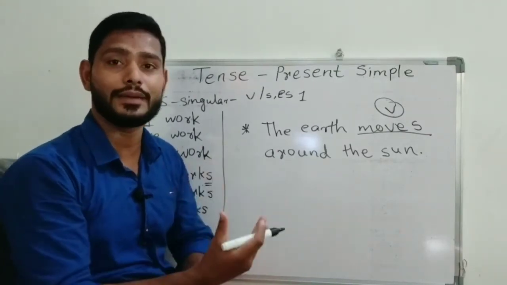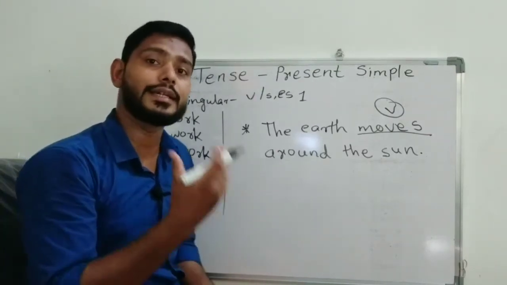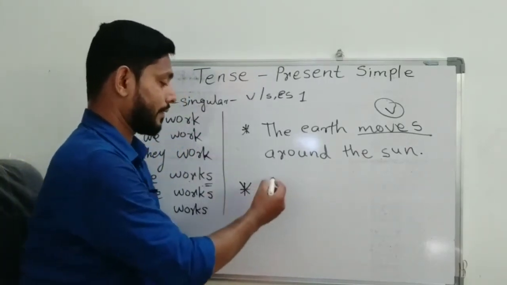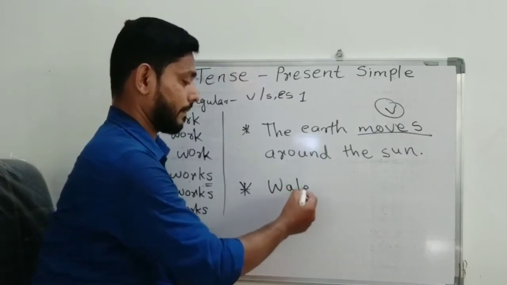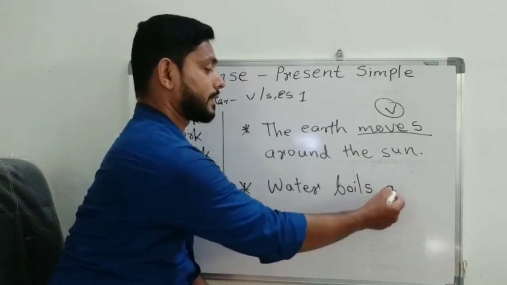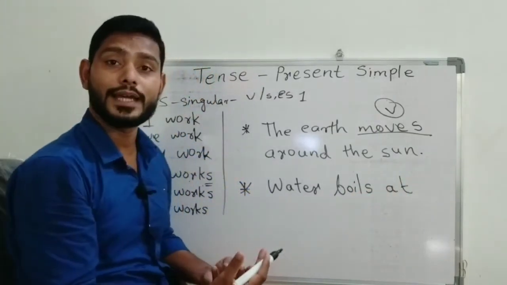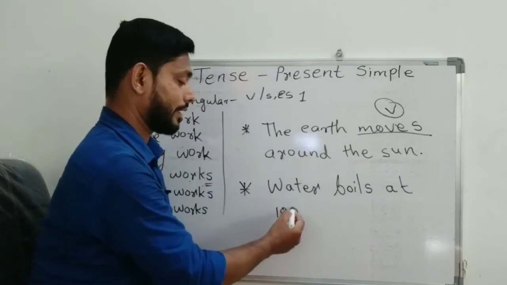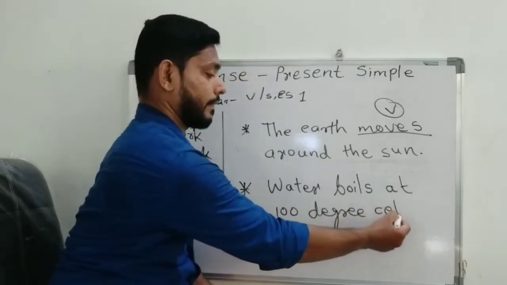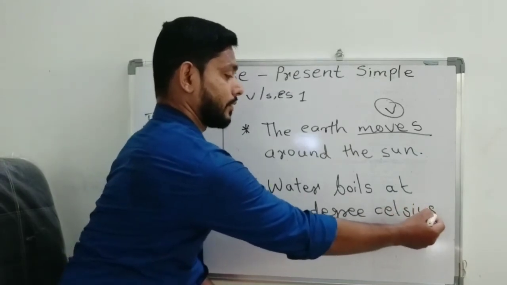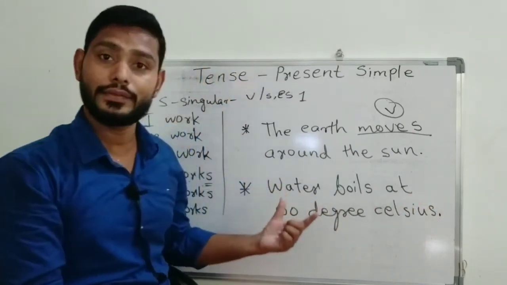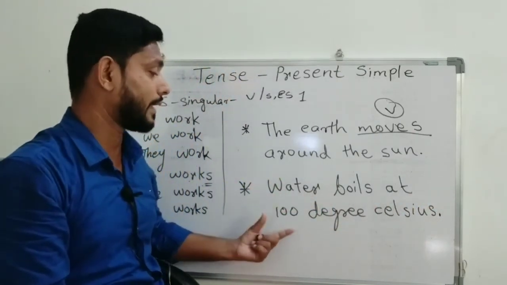Let's see one other example that is commonly called a scientific law or scientific truth. The sentence can be: water boils at 100 degrees Celsius, right? So it's a scientific truth, or scientific law, that water boils at 100 degrees Celsius.